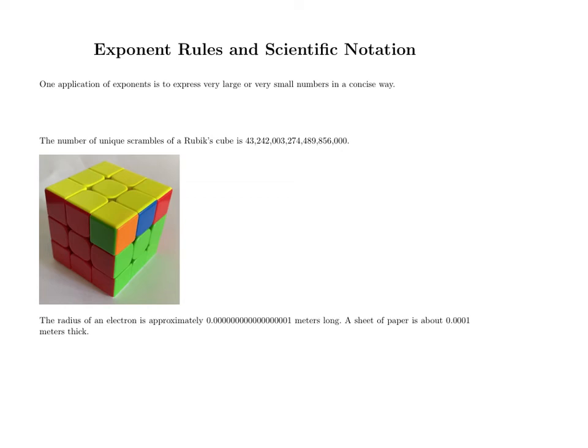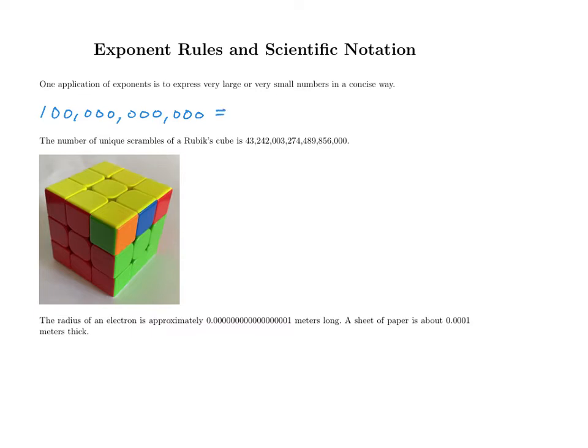In this lesson, we will cover exponent rules and how they relate to scientific notation. First, one application of exponents is that they can express very large numbers in a concise way. For example, a very large number is something like 100 billion. So a 1 followed by 11 zeros. Large numbers take a long time to write.